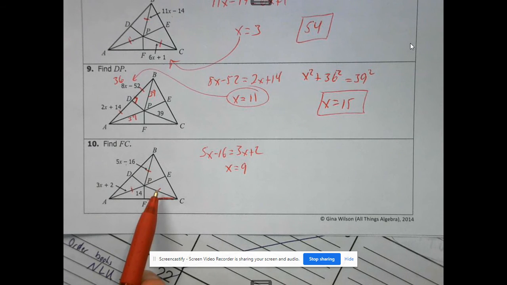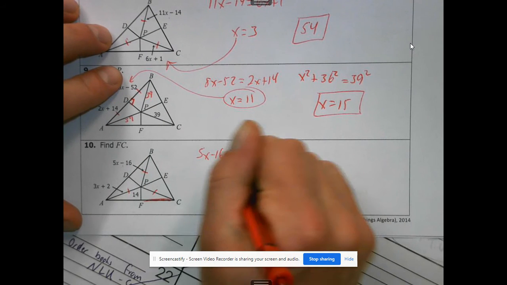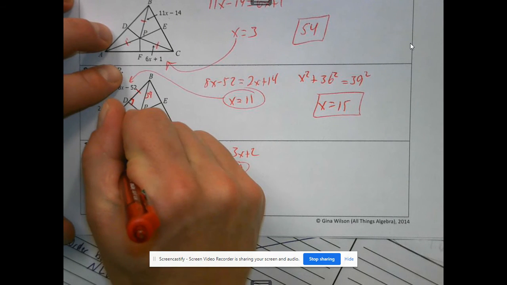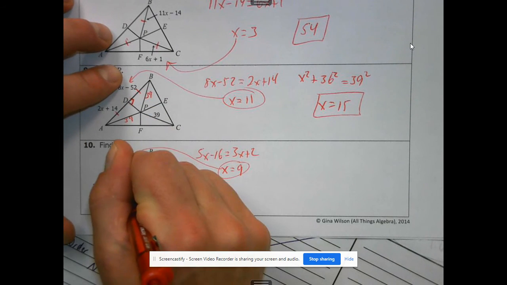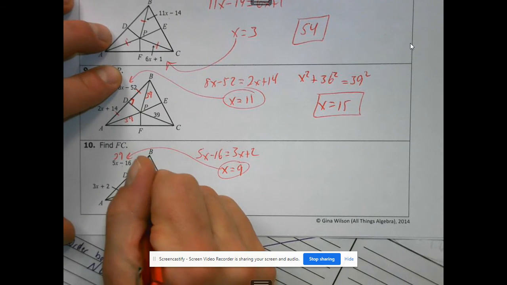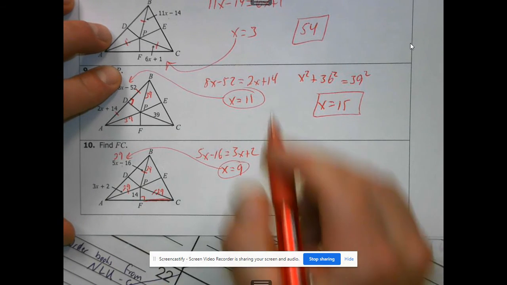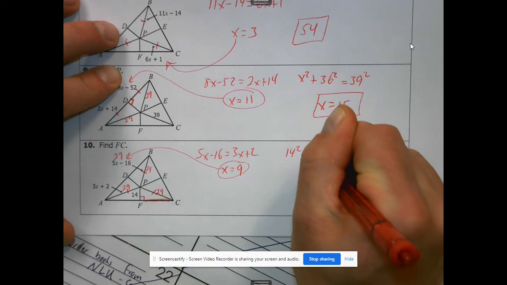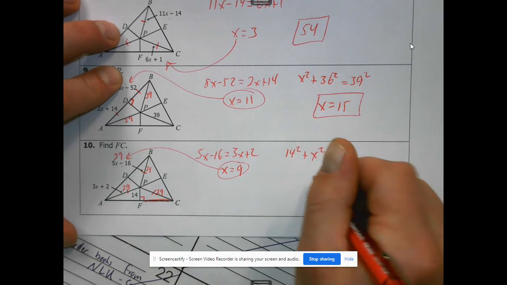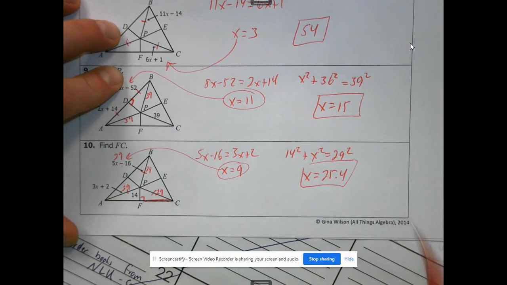Okay, I need this piece to figure out FC, right? So I can plug it back into either one of these and get this piece right here. So let's just say I plug it back in right here. That's going to come out to be 29. So this is 29, this is 29, and this is 29. There's your 90, Pythagorean theorem. A squared plus B squared equals C squared. 14 squared plus X squared is 29 squared. Subtract the 14 squared, take the square root. Solution comes out to be 25.4.